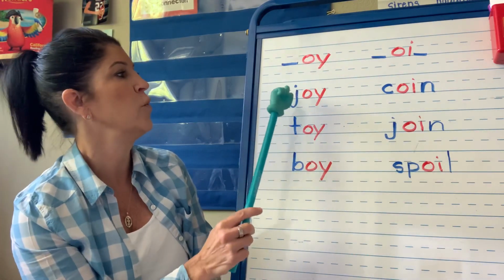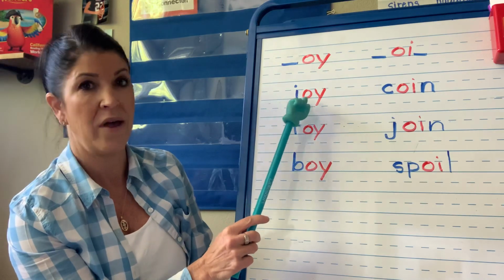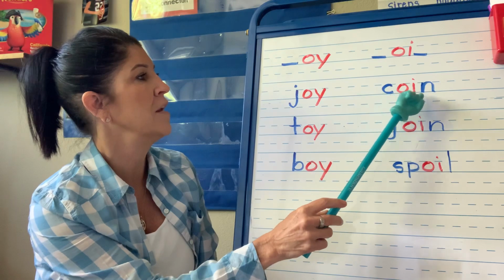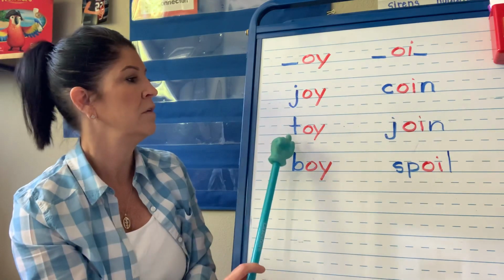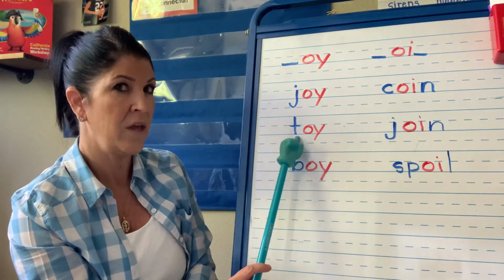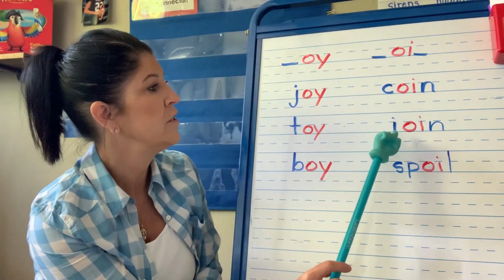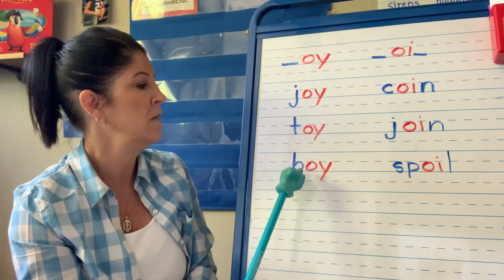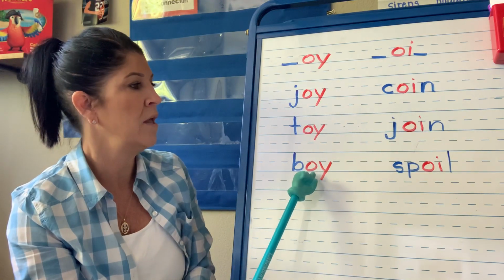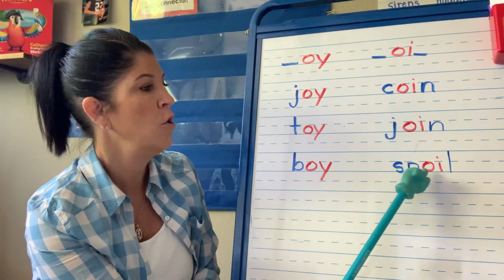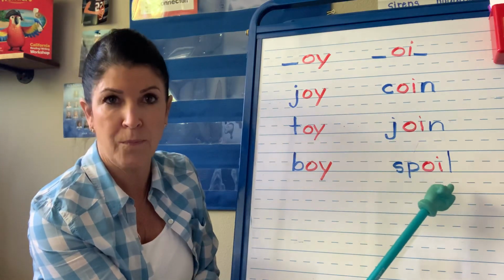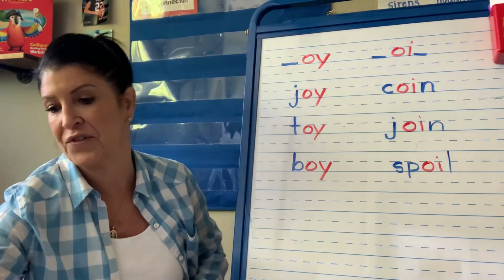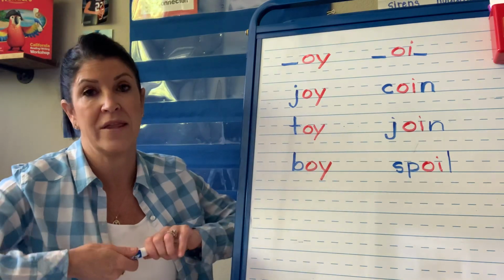So our first spelling word is oi, joy, oin, coin, oi, toy, oin, join, oi, boy, and oil, spoil.